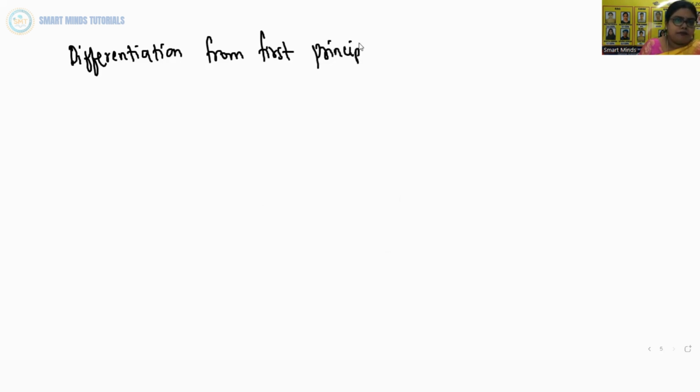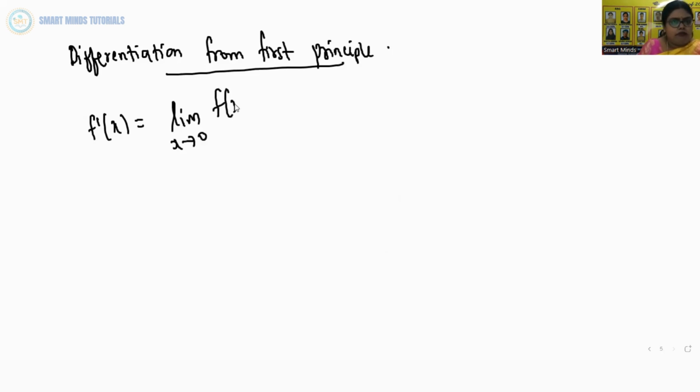Now take this very, very important formula, that is differentiation from first principle. The first principle method is very important, so we use this formula. The derivative of f of x, denoted by f dash of x, is the limit as h tends to 0 of f of x plus h minus f of x by h.